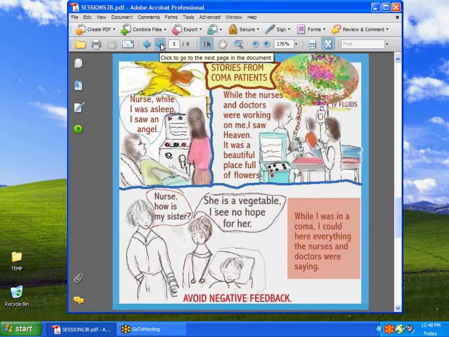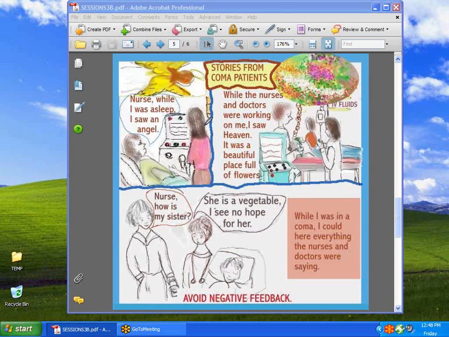Now let's move on to some very compelling stories. I have taken care of patients who've related stories like these. Nurse, while I was asleep, an angel was standing at the bedside, and who am I to argue? Next, we have the patient who tells you who was having a brain incident. While I was being worked on by the doctors and the nurses, I remember that I saw this beautiful place full of beautiful flowers that was like heaven. Then you have the next person who tells you that while I was in a coma, I could hear everything the doctors and nurses were saying.